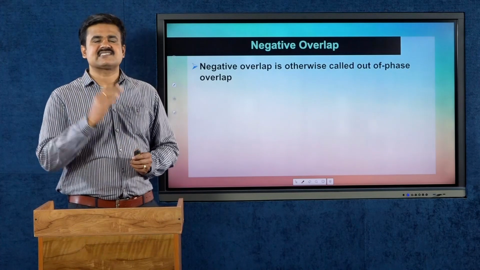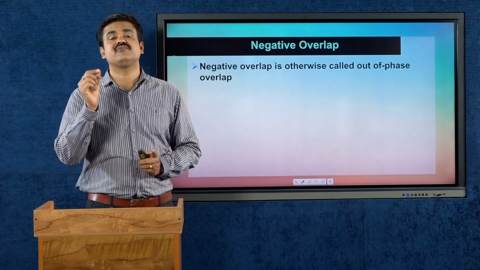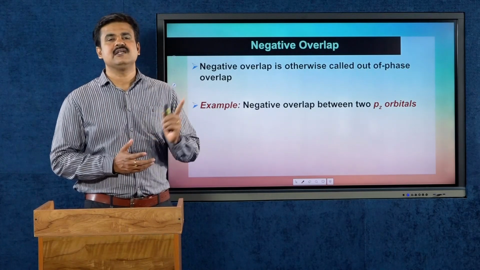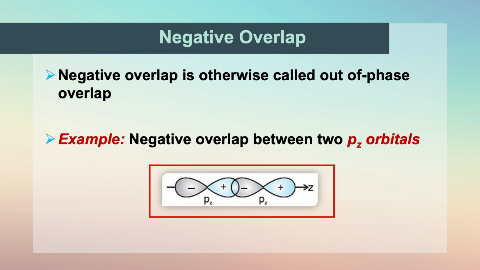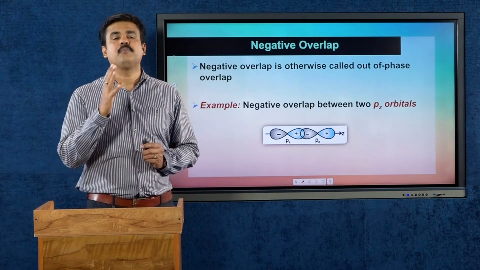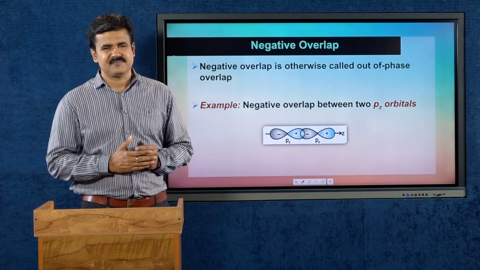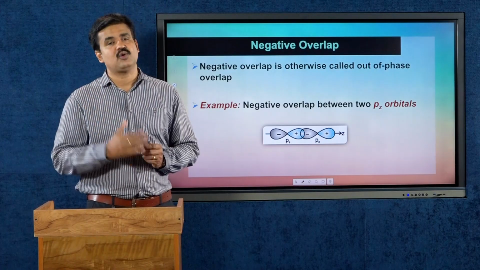Now, we are discussing negative overlap. Negative overlap is otherwise called out-of-phase overlap. This out-of-phase overlap between two pz orbitals is shown here. Here, the positive part of the first pz orbital overlaps with the negative part of the second pz orbital. That is, it is very clear that the overlapping is between opposite signs, or the overlapping orbitals are in opposite phases. Such a kind of overlap is termed out-of-phase overlap or negative overlap.